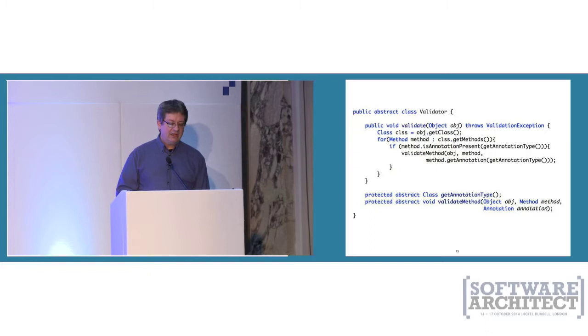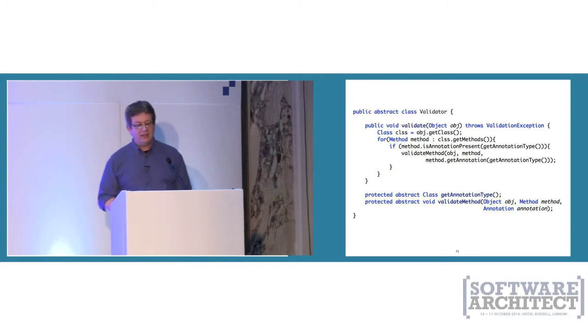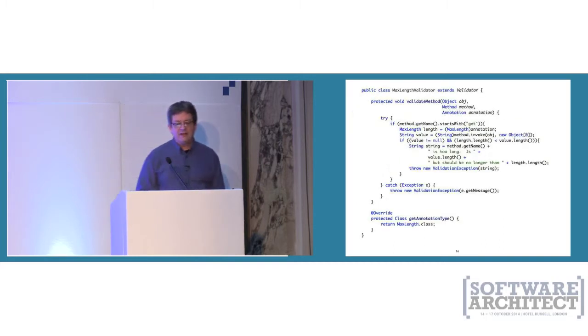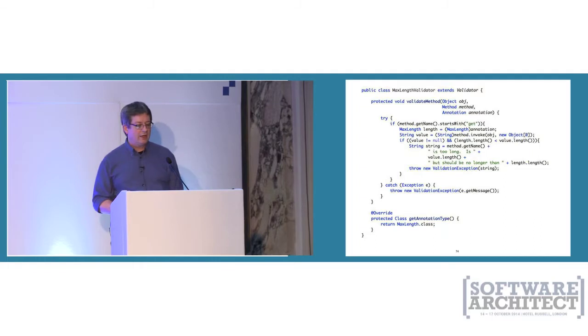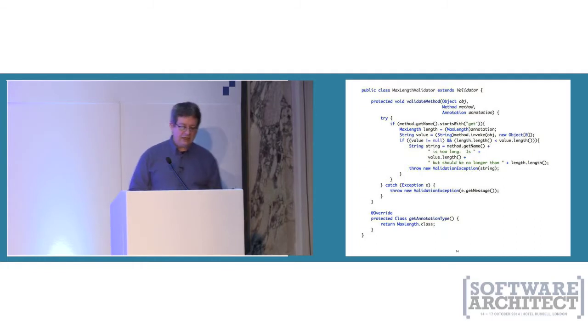All this does is loop through all the methods on a class, look for a particular annotation if it's present, and if it is, it calls this validate method. These are both abstract, so I subclass this guy, give it the annotation type, and tell it what I want to do, and it can do that. And so here's the max length validator that goes in and makes sure that none of the properties that I set have a length greater than 10 characters.